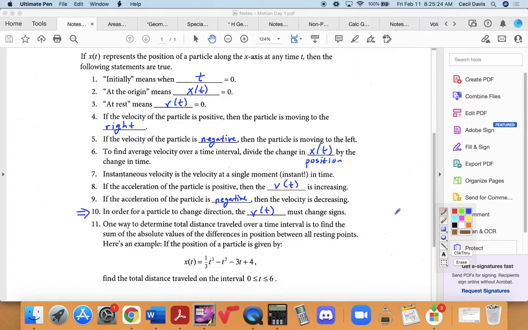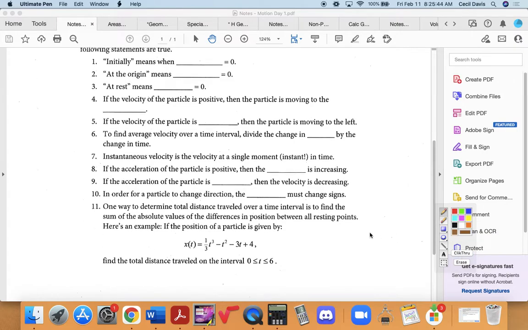So one way to determine the total distance traveled over a time interval is to find the sum of the absolute values of the differences in position between all resting points. We haven't talked about this, but let's take a look and see what happens.